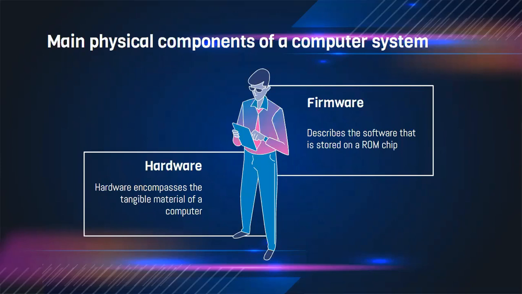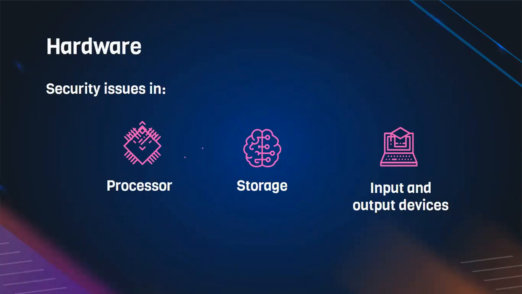To do this, we must remember that the hardware encompasses the tangible material of a computer, while the firmware describes the software that is stored in the ROM chip. In the case of hardware, we will review some security problems that exist in these different components. In the processor, it is possible to consider the protection rings as a protection mechanism which has the ability to organize the code, components, and applications in the OS in concentric rings, which allow the OS to be protected and isolated from users and applications.